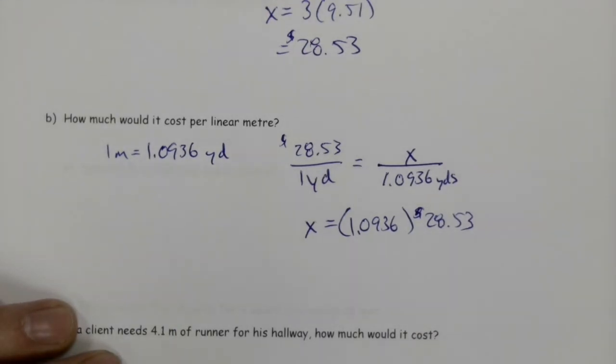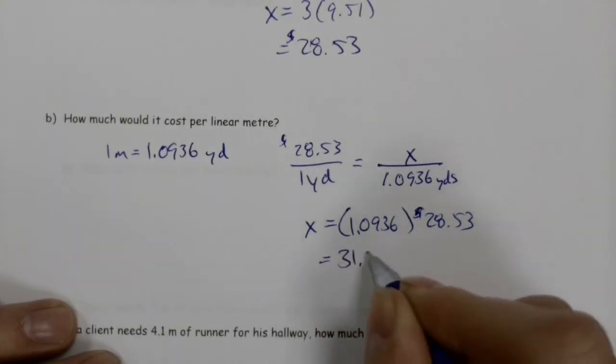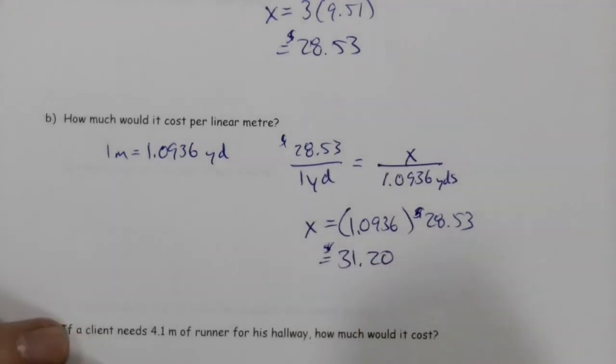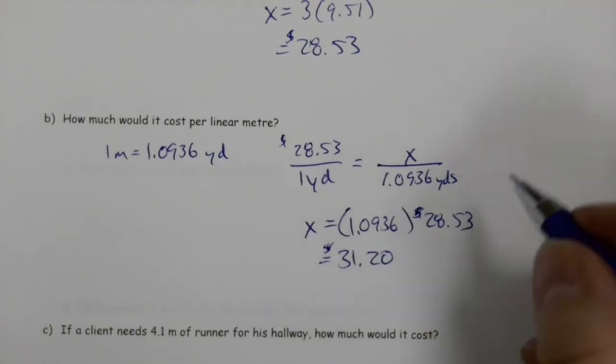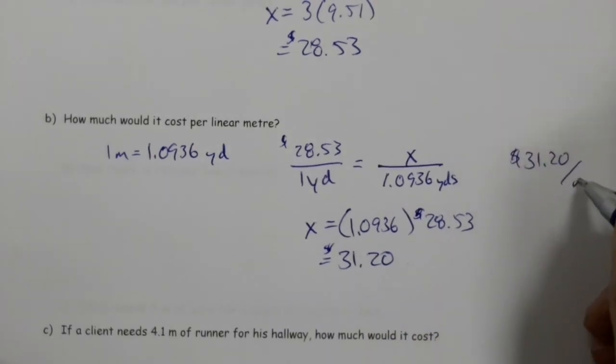Do that on the calculator there, and I get $31.20. So there we go. That's going to be $31.20. So I should write it up here then: $31.20 per meter.